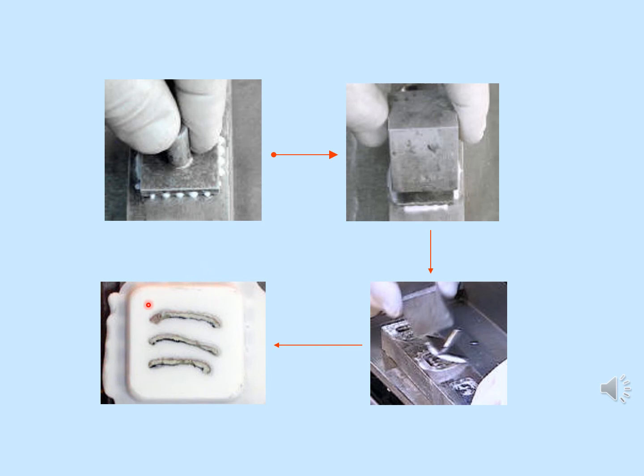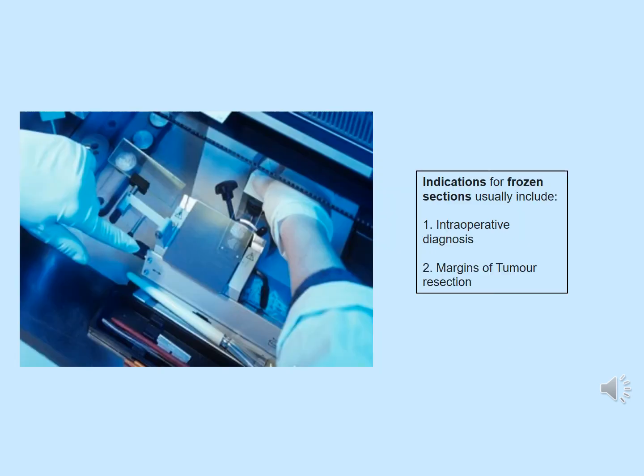Now here, because we need instant diagnosis, we cannot go through that entire wax processing, and so we do something called cryo embedding, which freezes the tissue at minus 25 degrees centigrade, making it firm enough to be able to go through sectioning. Now this is how sectioning is done.